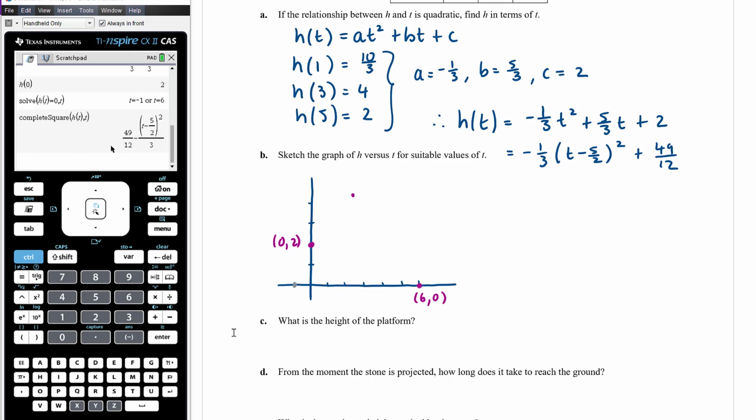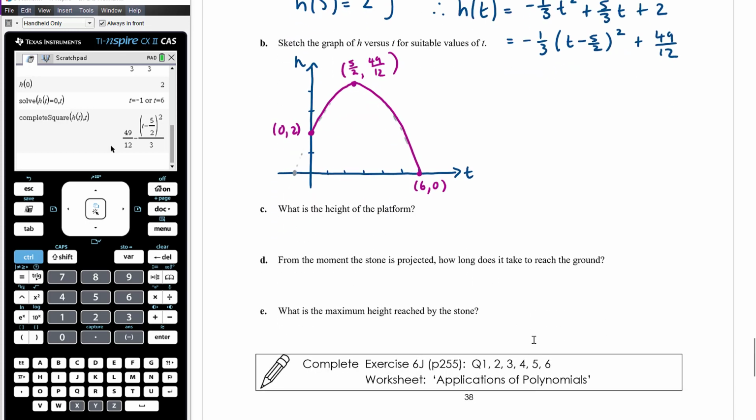All right, so sometimes it can help you to think about starting from down here when you're drawing your shape, okay, to get the shape right. But you wouldn't draw it in past the y-axis. All right, so we've got our turning point at 5 on 2, 49 on 12. We've got our x-intercepts marked. We've drawn for suitable values of t only when time is positive and only when height is positive. Okay, we should be able to answer all our questions now from the graph.